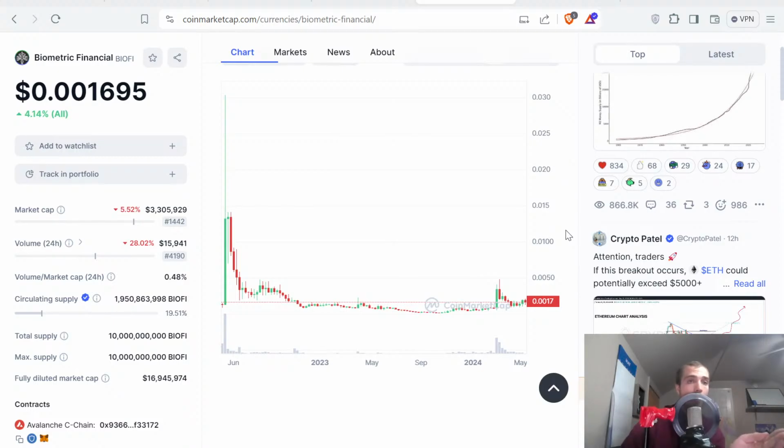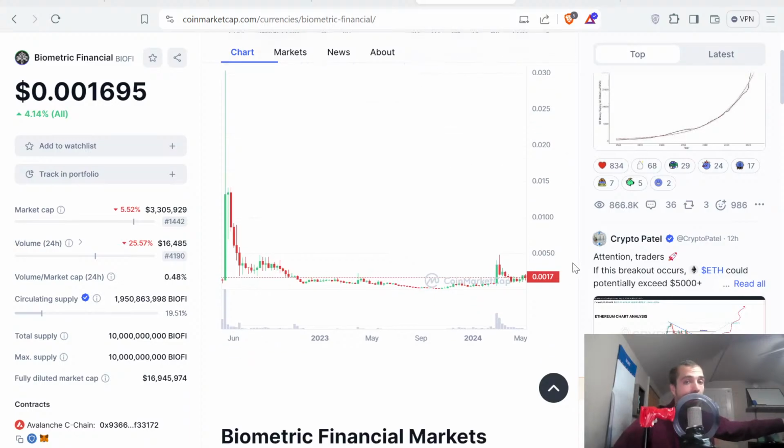here happening on Biometric Financial, and it's following Bitcoin. As money keeps going into Bitcoin, you're going to see money come into these coins. I don't think this thing's going to be left behind. I bet this thing keeps going up. I bet it bottoms out right here and starts to turn around.